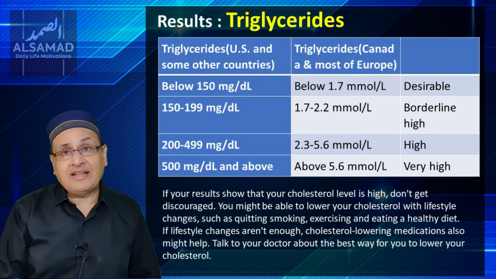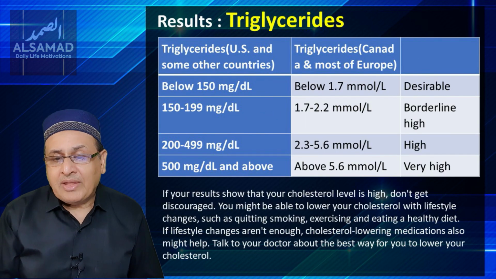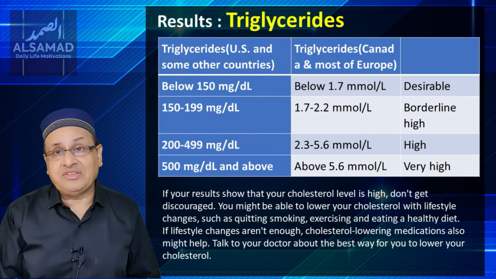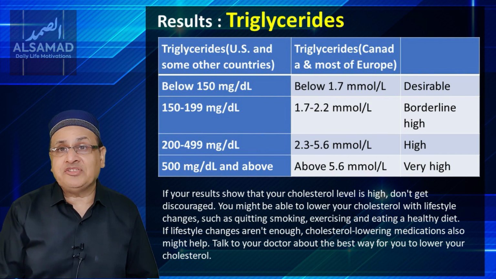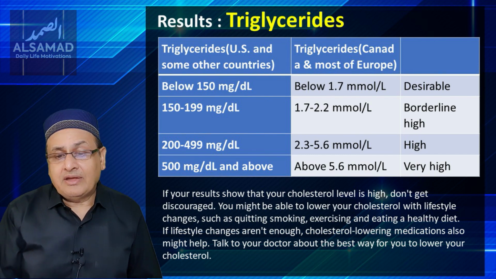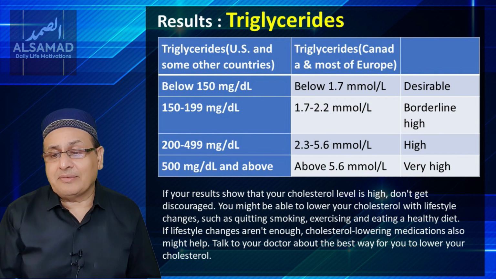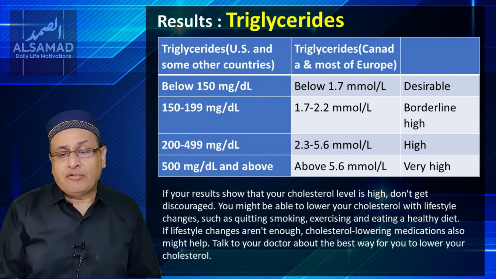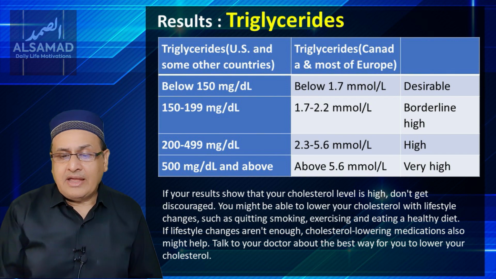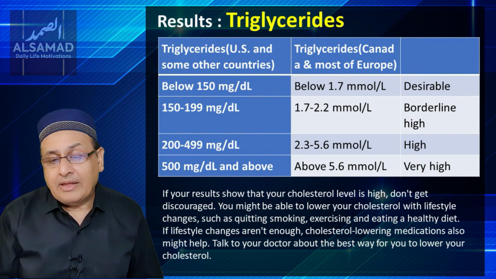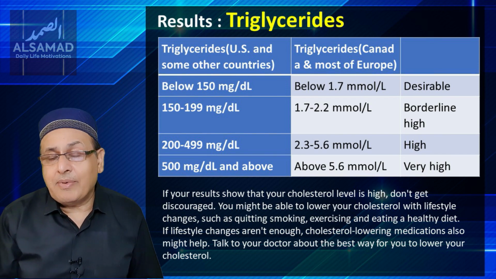And what about the triglycerides? Let's talk about it. Below 150 milligrams is desirable, it is good if your result is below 150. 150 to 199 is considered borderline, 200 to 499 is high, and 500 milligrams per dL and above is considered very high.